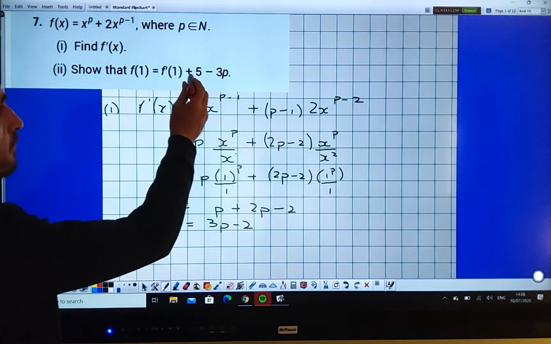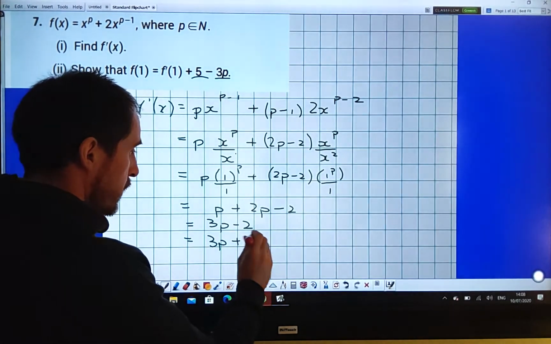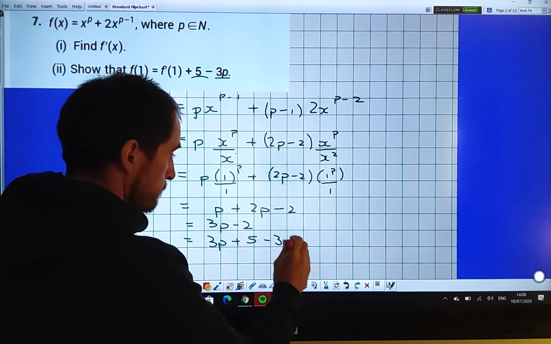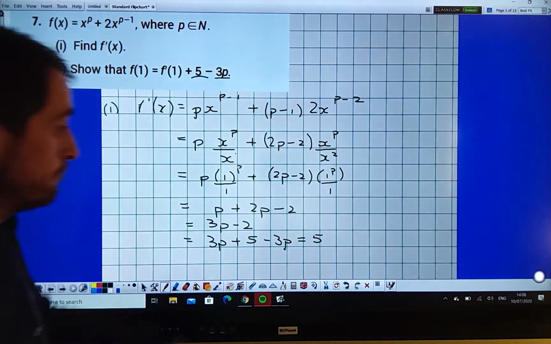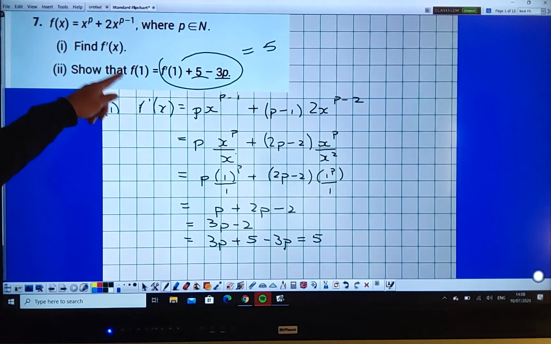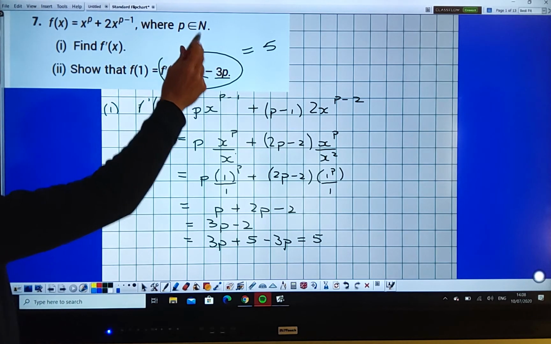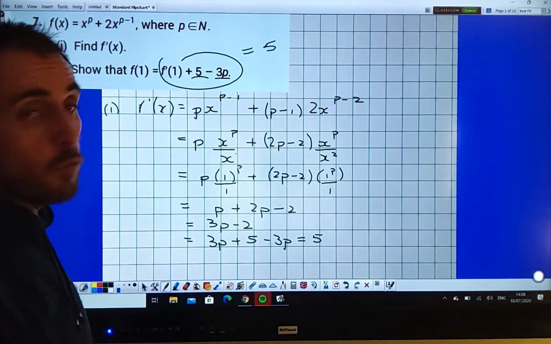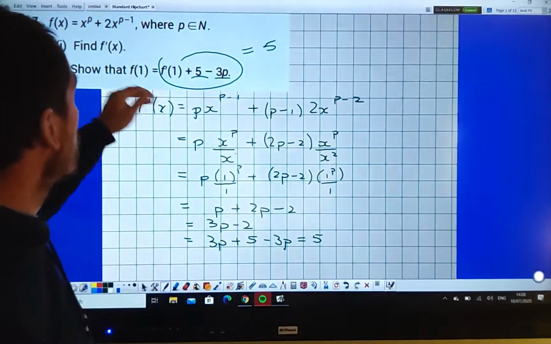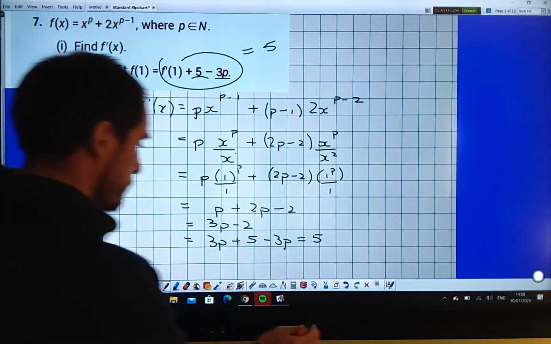Now, if I add 5 and take away 3p, so now what I'm going to do is 3p plus 5 minus 3p is equal to 5. So I know that this here is equal to 5. f of 1, if I put 1 in for x, so let's put 1 in for x. 1 to the power of p is 1, plus 2 times 1 to the power of p minus 1. P is a natural number, so that's going to be 1. So 1 to the power of 1, so you've got 1 plus 2, which is equal to, no, sorry, look at the bottom part here.